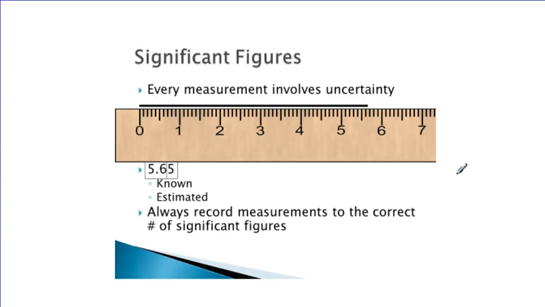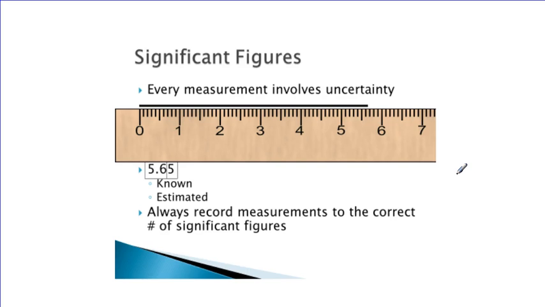Anytime you make a measurement, there is always some amount of uncertainty. In science, it's very important to record your measurements accurately to show how certain your measurement actually is. If you're using an instrument with a digital display, the instrument does the estimation for you. But if you're reading something like a ruler or a graduated cylinder, you need to do that estimation yourself.